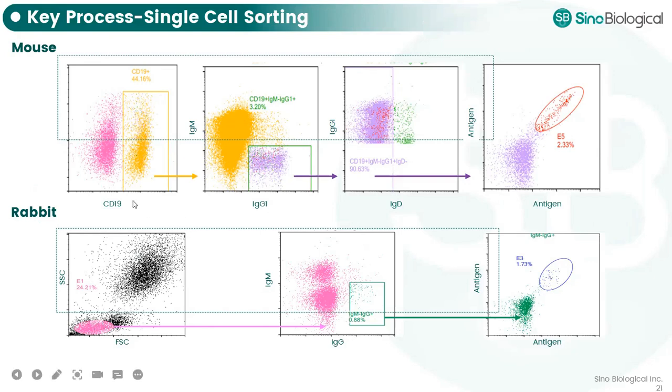We are using CD19, IgG1 positive, and IgM negative to select for the B-cells. And we will also use labeled antigens to select for the antigen-specific B-cells. For the rabbit B-cells, we only use SSC and FSC, then select for the IgG-positive B-cells, followed by antigen selection as a sorting step to obtain the antigen-specific single cells.